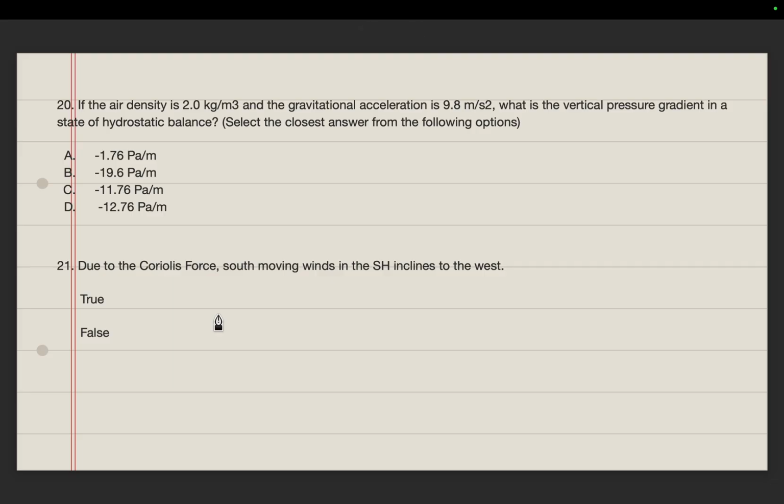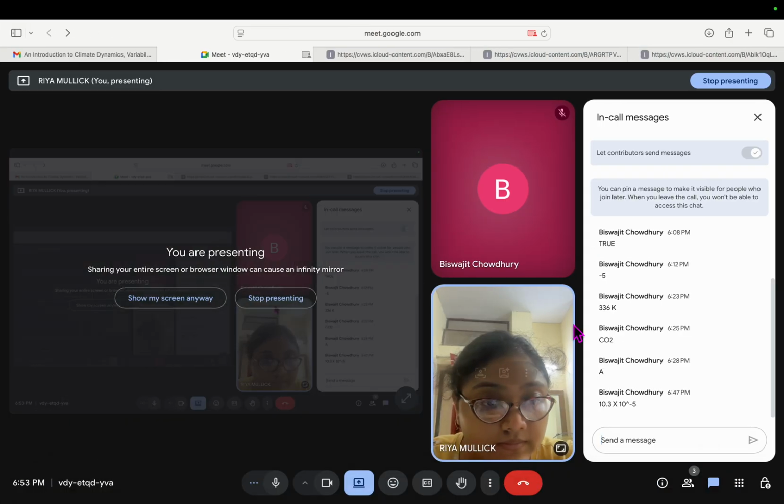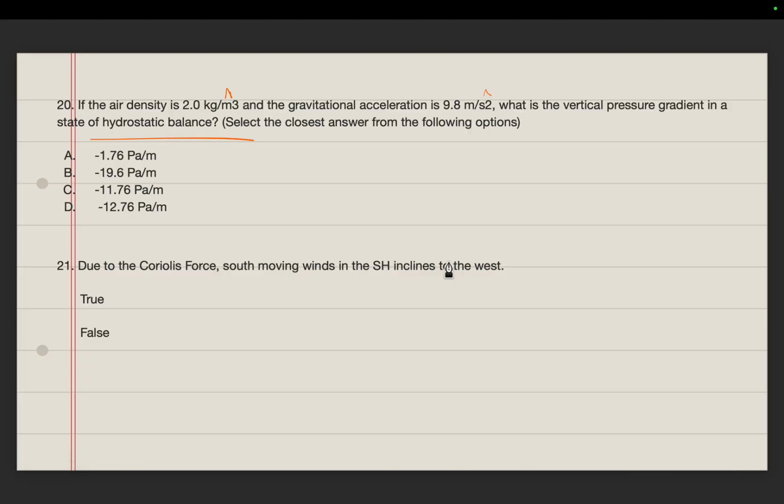Now question 20. If the density of air is given to be 2 kg per meter cube and the gravitational acceleration is 9.8 meter per second square, what will be the vertical pressure gradient in the state of hydrostatic balance?